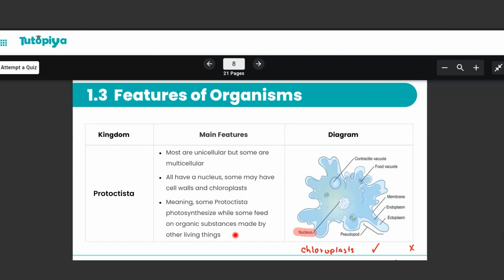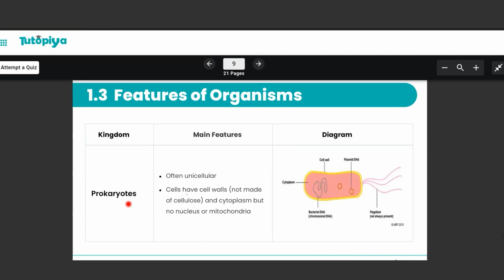So now that brings us to our fifth and last kingdom, which is kingdom the prokaryotes. So when talking about the prokaryotes, the main feature of the prokaryotes is that they are often unicellular. So prokaryotes are often unicellular. They have cell walls that are not made up of cellulose and cytoplasm, but no nucleus or mitochondria.